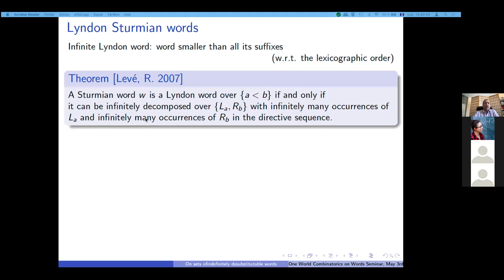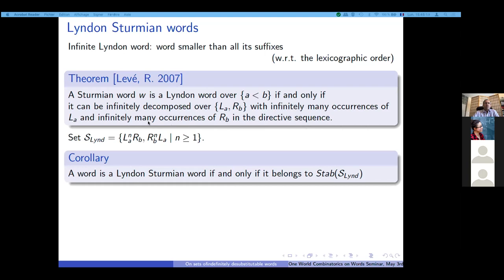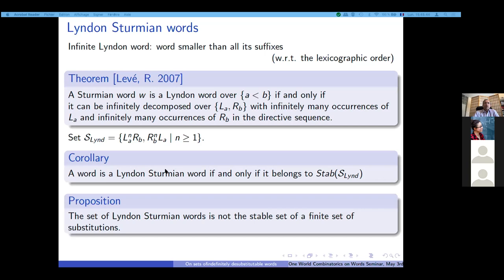So we can reformulate this result exactly as we've done for Sturmian words. We set S-Lyndon this set of morphisms, which is the composition of at least one LA and RB, or one RB with LA. And this result can be reformulated as: an infinite word is a Lyndon Sturmian word if it belongs to the stable set of this set of morphisms. And so the natural next question is, well, can we do this with a finite set? And the answer is no. There is no finite set of substitutions so that the set of Lyndon Sturmian words is the stable set of this set of substitutions.